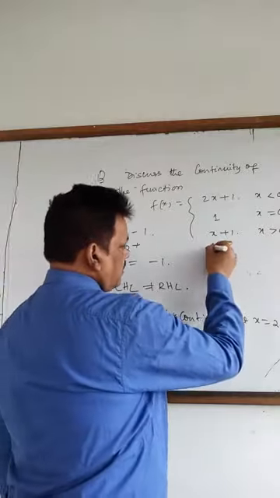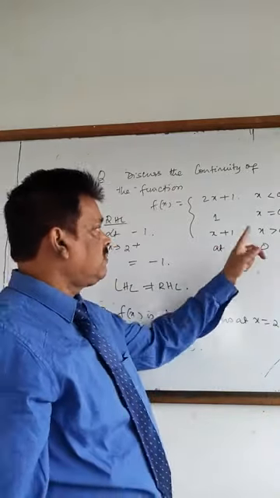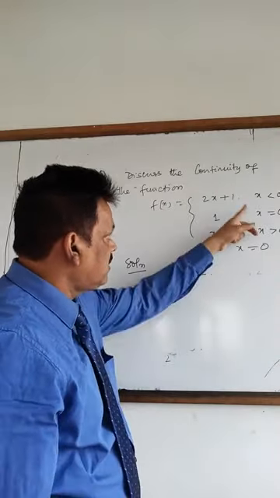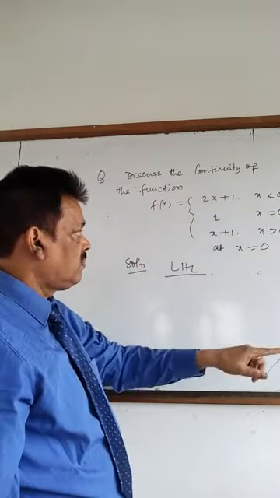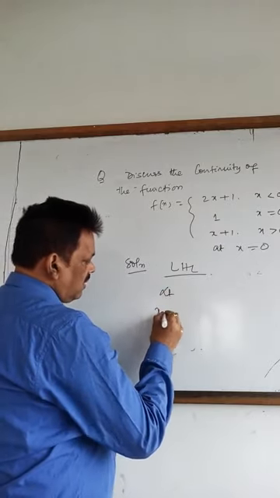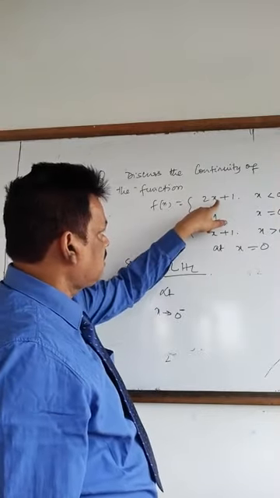So at x equals 0, at the 0 point, you have to show whether this is continuous or not. So what are the steps? Only 3 steps you are going to remember. What is your first step? That is the left hand limit. Which one will be the left hand limit here? Less than 0 is the left hand limit. So the point is 0. That means you are writing limit x tends to 0 minus. When it is 0 minus, what is your f(x)? It is 2x plus 1.